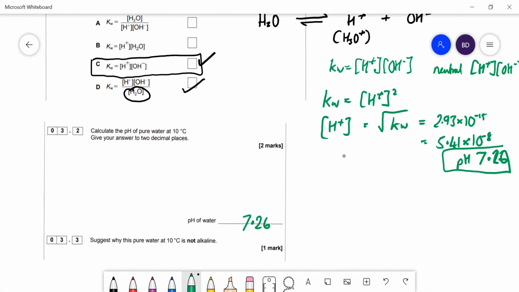It's not always. Neutral is, strictly speaking, H plus concentration is equal to OH minus concentration. And it so happens that at 298 Kelvin, that is pH 7. But you go away from that temperature, it's not the case. So all you have to say here is because H plus concentration is equal to OH minus concentration, it's not alkaline, even though it's more than 7.